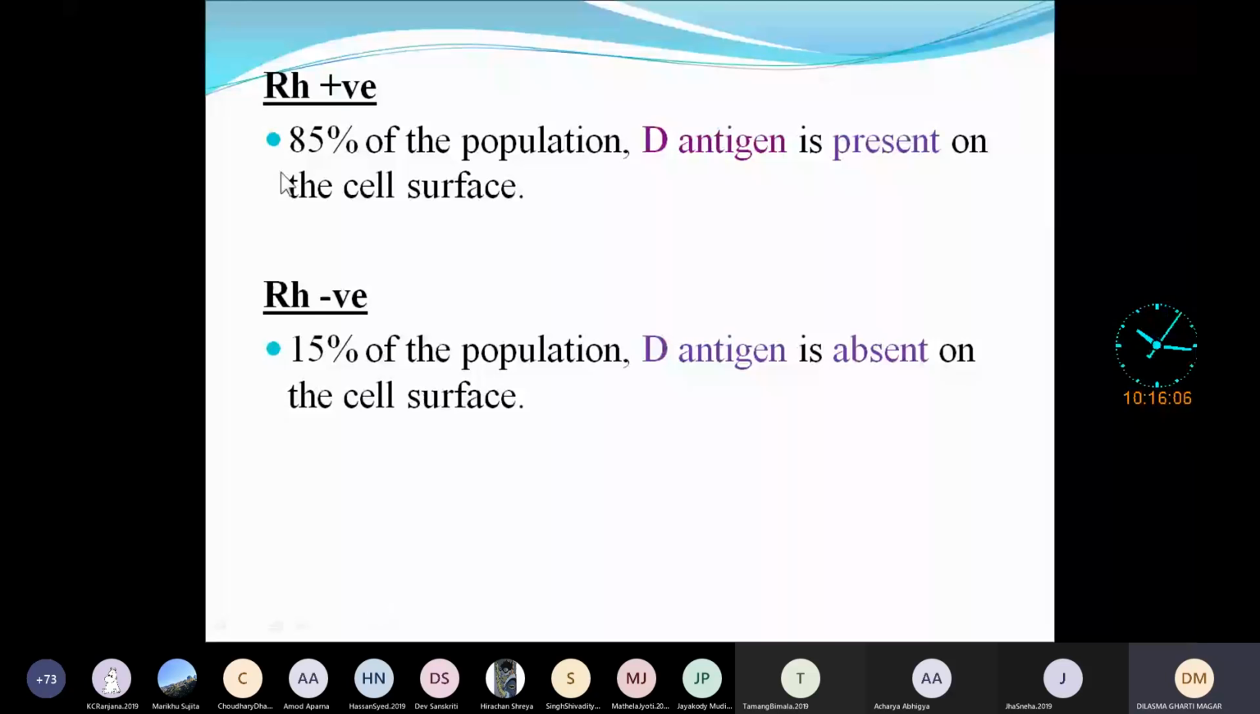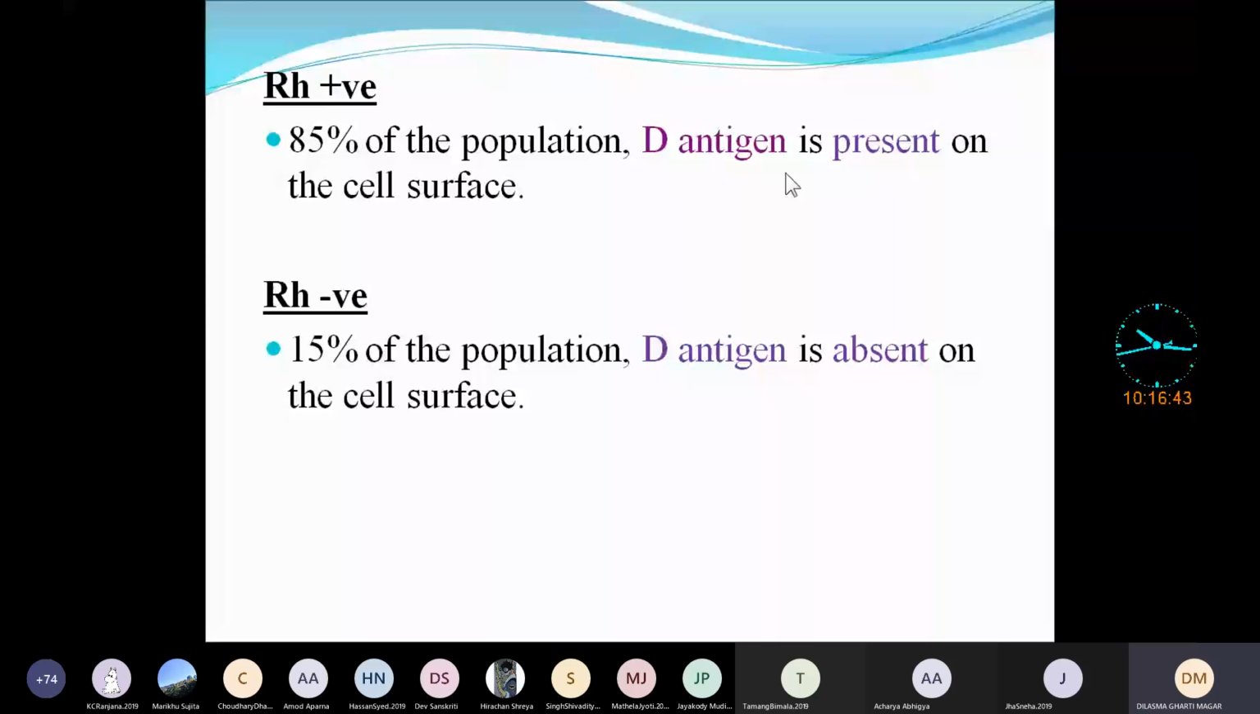By this time, you must know many people are positive blood group, isn't it? 85% of the population have this D antigen present on the surface of the RBC. That's why they become Rh positive. In about 15% of the population, this D antigen is absent on the RBC surface. That's why it becomes negative. Understood? It's easy. So for Rh positive, the D antigen has to be present on the surface of the RBC, and they comprise 85% of the population.